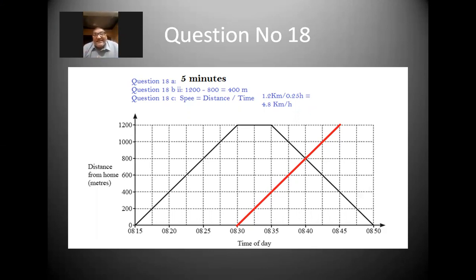Then 1.2 divided by 0.25, because the calculator is not allowed. So you can remove the decimals. You will have 12 multiplied by 100 divided by 25 multiplied by 10, when you remove the decimals of the numerator and denominator. So the final answer will be 4.8 kilometers per hour. I hope you will be able to do this calculation.